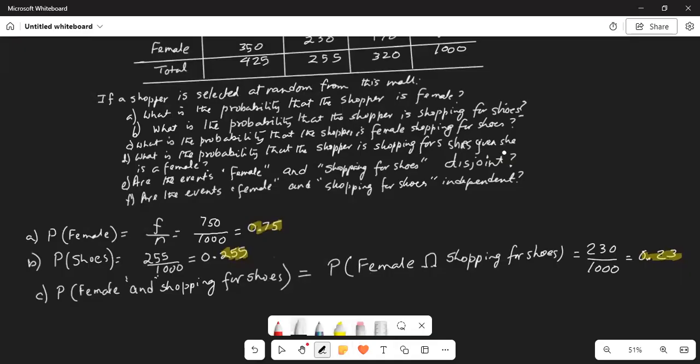Given. So let me erase that and rewrite it. Given she is a female. Okay. So part D. What is the probability that a shopper is shopping for shoes? And as you know, a given condition is written by a vertical line. So let me correct this.